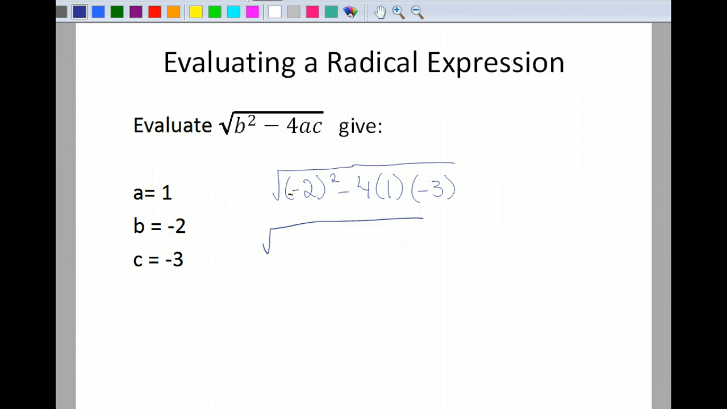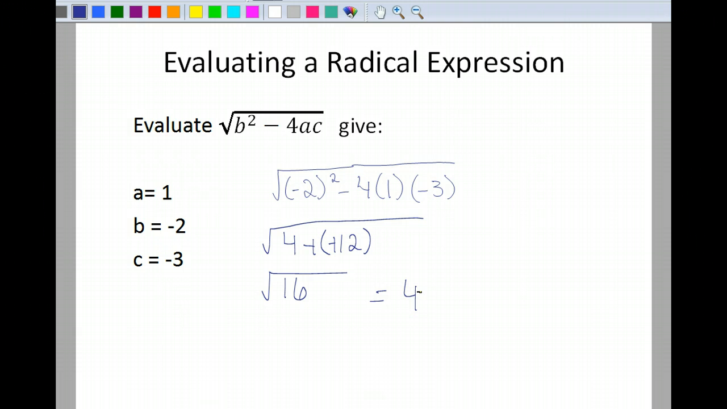Negative 2 squared, it's in parentheses, so I know that's going to give me a positive 4. Minus, well 4 times 1 is 4. 4 times negative 3 is negative 12. So I've got 4 minus negative 12. Well, 2 negatives make a positive. So 12 plus 4 is going to give me the square root of 16. And oh, square root of 16, that's 4.